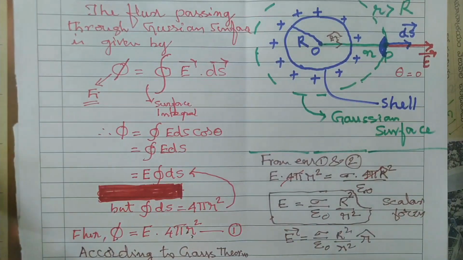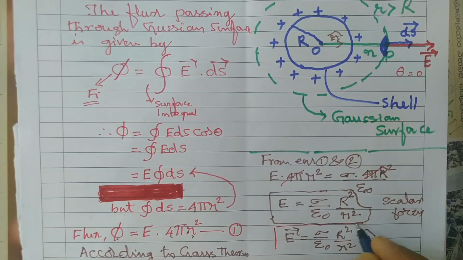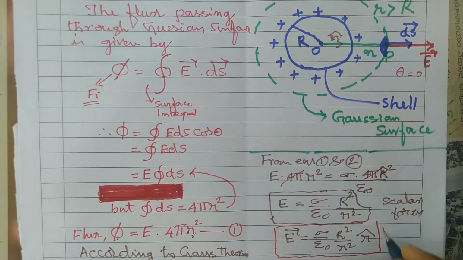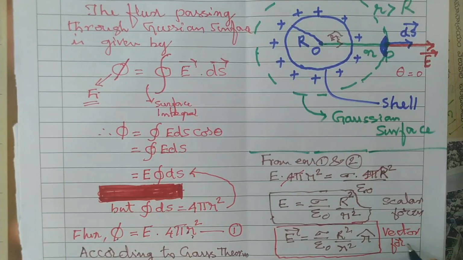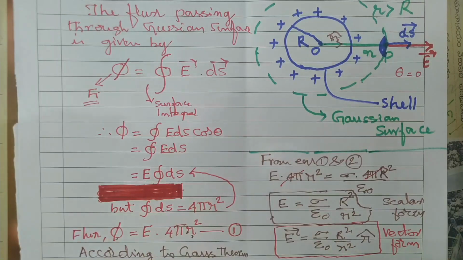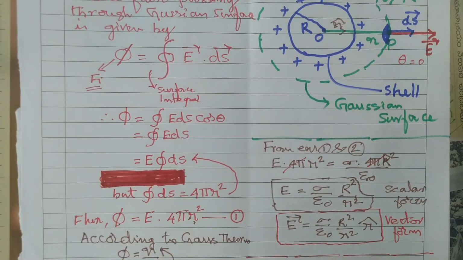This is the scalar form. For the clarity's sake, I write it here. In the examination, sometimes they may ask to write the scalar form and vector form. You write this is a vector form. Now I think you have understood this one. This is case number 1 for the spherical shell.